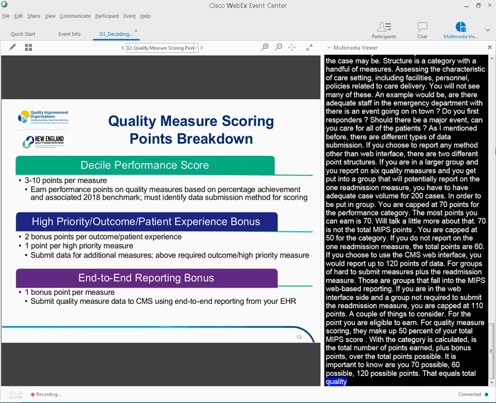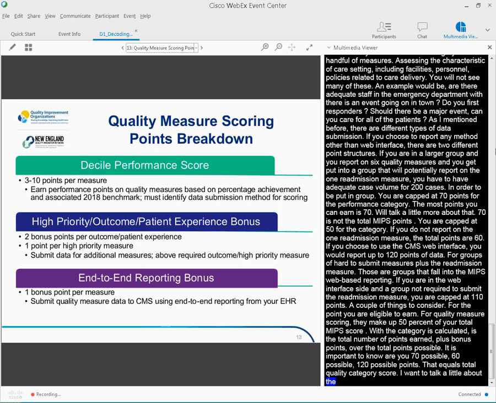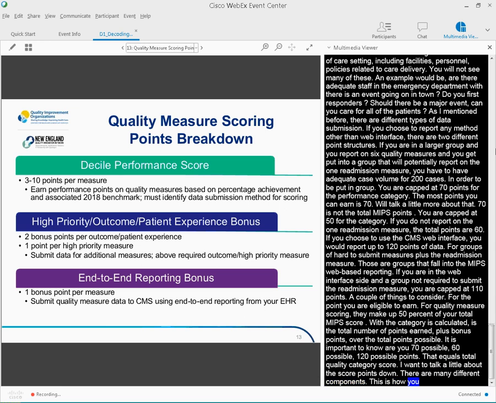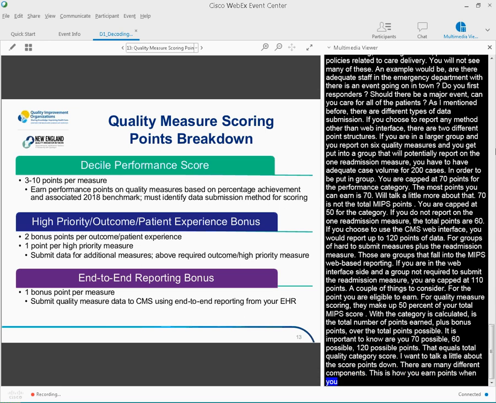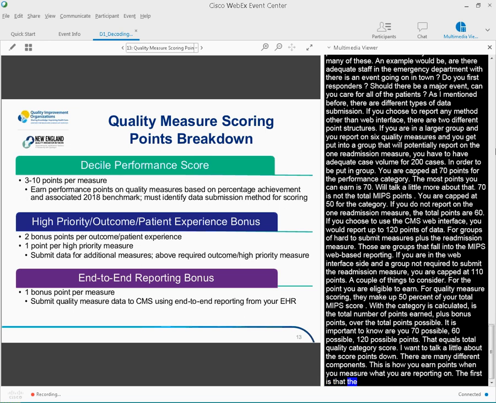So I want to talk a little about the scoring points breakdown because there's so many different components. I know it gets really confusing. These are how you earn points within each measure that you're reporting on. So the first is the decile performance score. As I mentioned before, assuming you meet data completeness, you can earn 3 to 10 points per measure. This is all dependent on your overall performance within that measure.